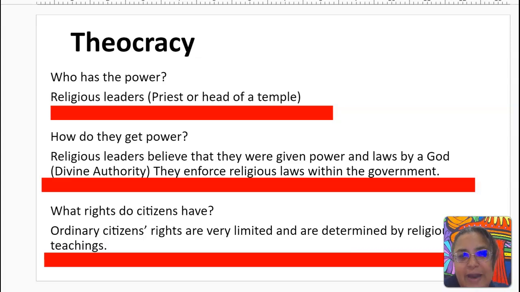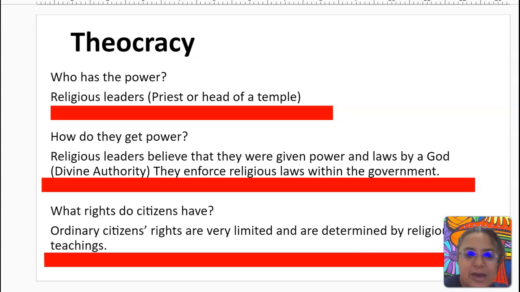Theocracy: who has the power? The religious leaders, priest or head of a temple. How did they get the power? The religious leaders believed that they were given power and laws by a god, divine authority. They enforce laws, religious laws, within the government.